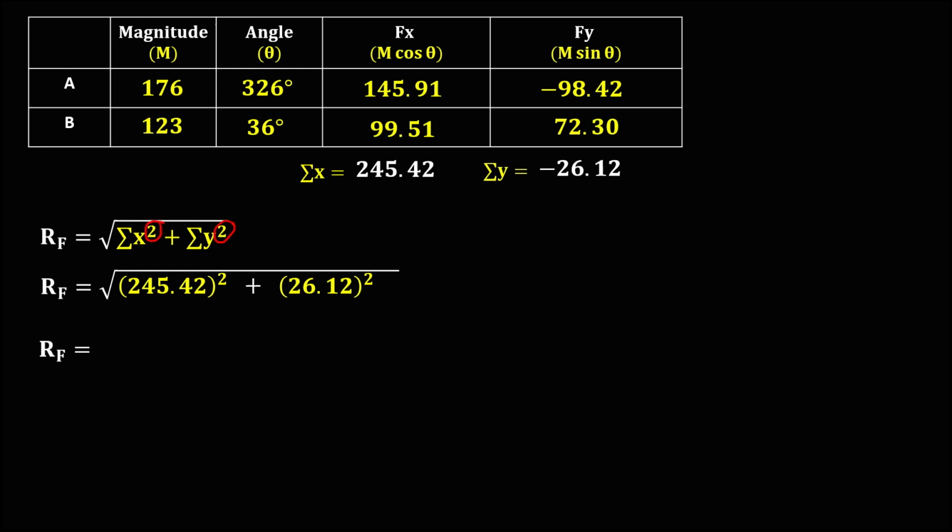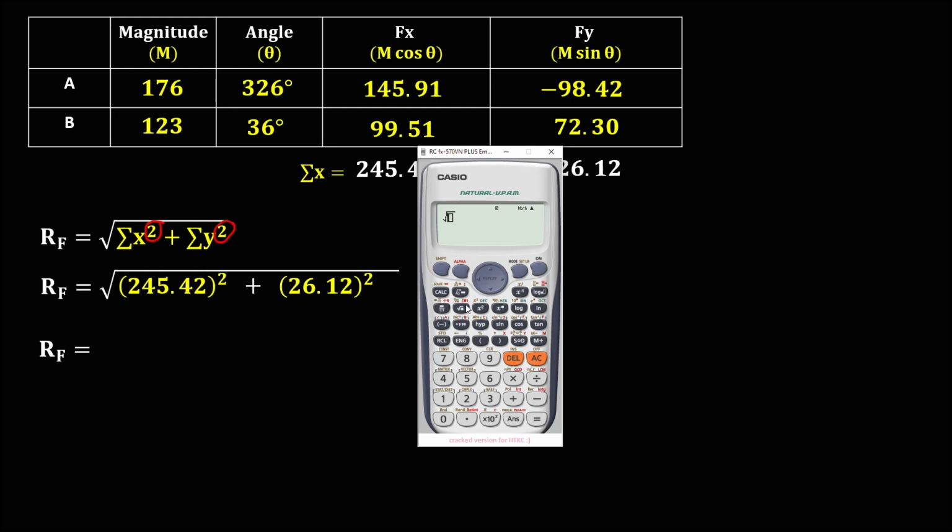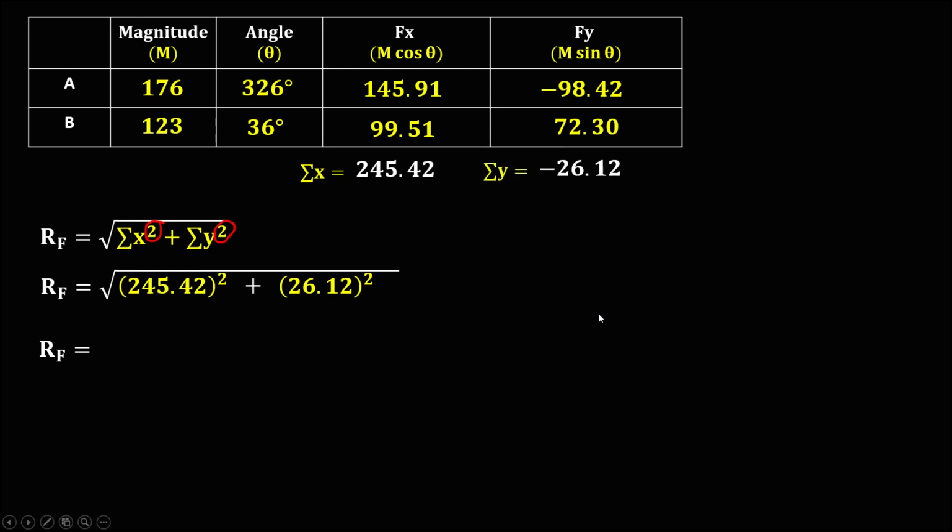Then from this, we can find now the resultant force. So we have the square root of 245.42 to the power 2 plus 26.12 to the power 2. Equals, so the resultant force or the resultant vector is 246.81 Newton.